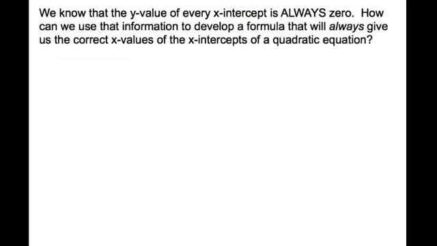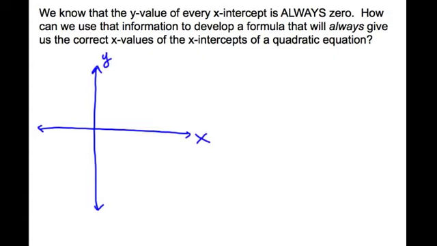So we know that the y value of every x-intercept, so here's our x-axis and here's our y-axis. And so if we put a graph there, what are we saying? We are saying that the y value, so something, comma, something, the y value would be this one right here. And same thing over here, something, comma, something. We know that the y value of every x-intercept is always 0. So that is 0, that is 0, always.